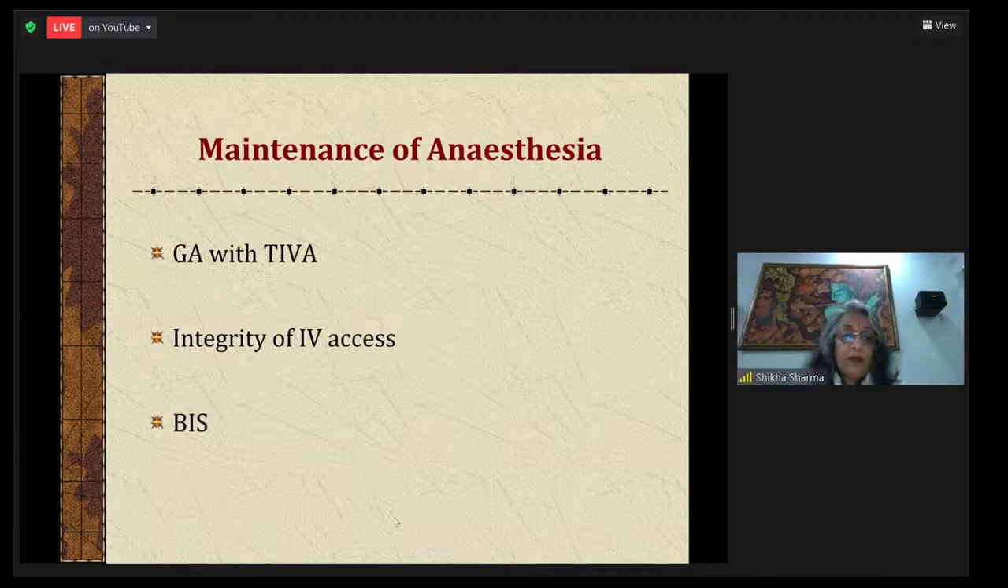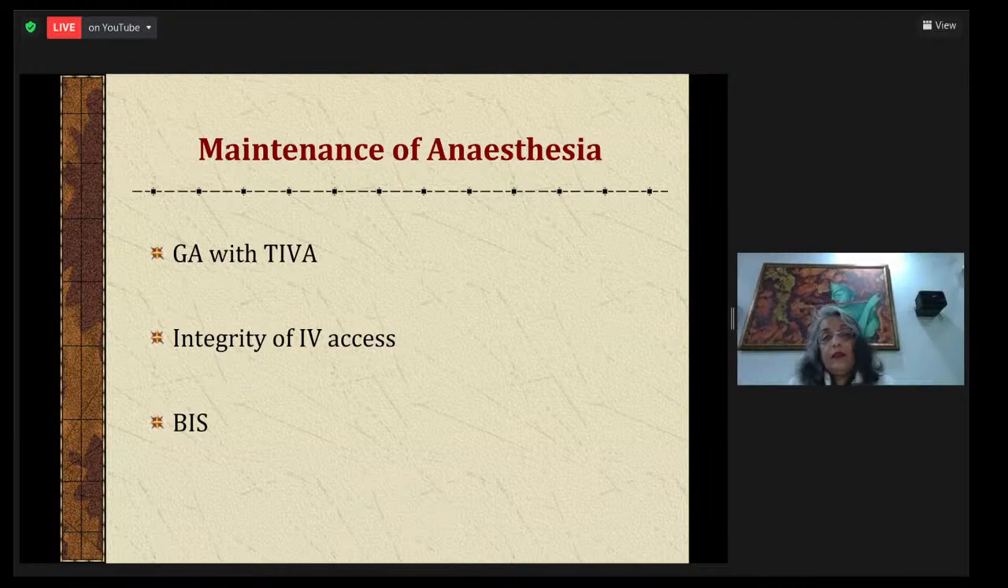And for monitoring, this is very important, because to be able to assess the depth of anesthesia or the adequacy of anesthesia, this is a very important and useful monitor.